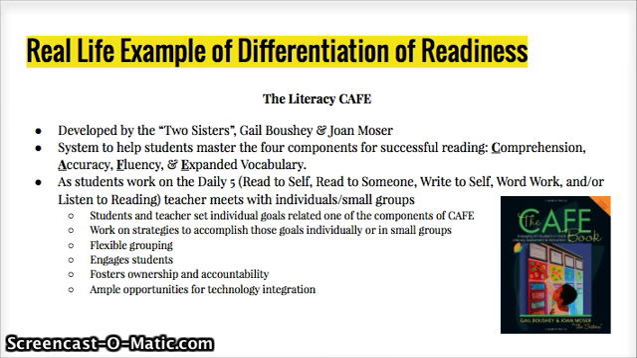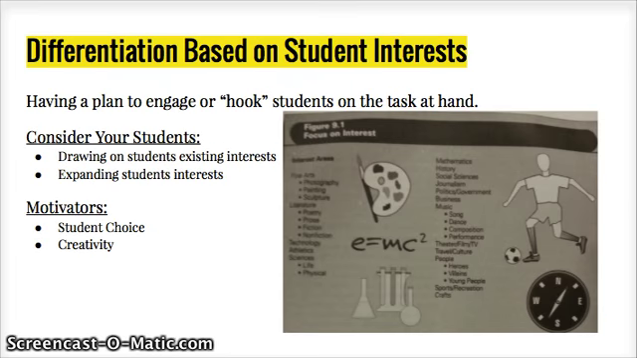Students can also listen to reading on their devices. The teacher can also encourage students through email messages and keep students engaged and motivated. This way of teaching really hones in on an individual's needs. Now we'll talk about differentiation based on student interests.